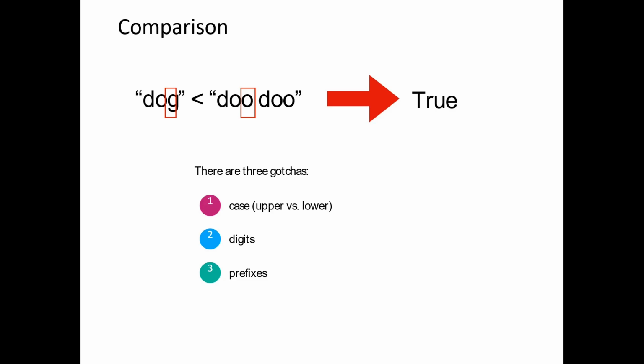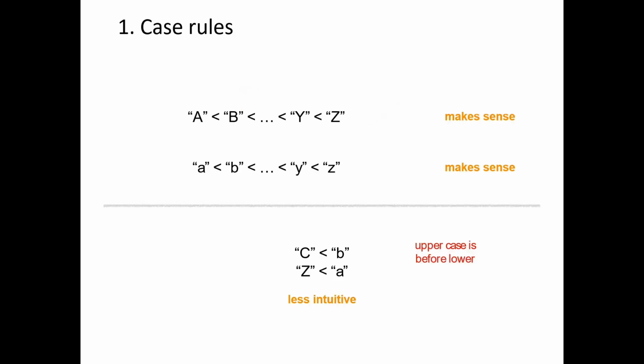Second, with numerical digits, 1, 2, 3, 4, 5, if we put those into strings as characters, so not talking about integers, we'll see some weird behavior there too, and we'll go over that. And then things that are prefixes of another thing. I've got a great example that'll become clear in just a second. But let's talk about case.